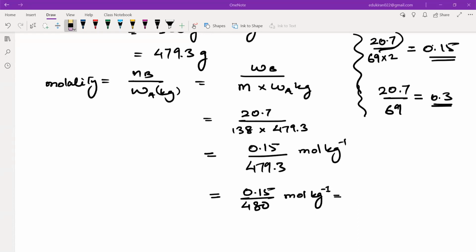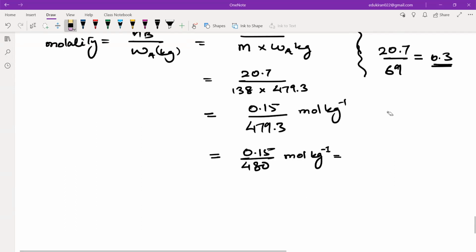Done. Okay, somebody got an answer. 3 point. Yeah, I think it is correct. No, one second. 3.2 into 10 to the minus 4. No, I think we are getting something too large. Did we make some mistake here?